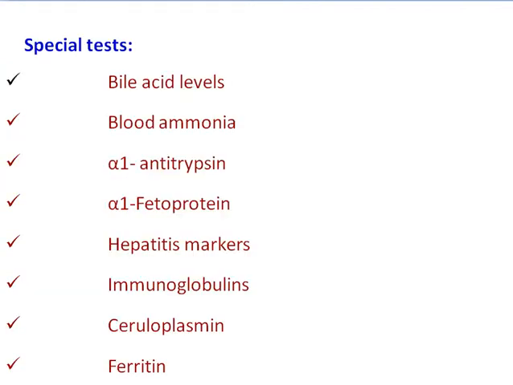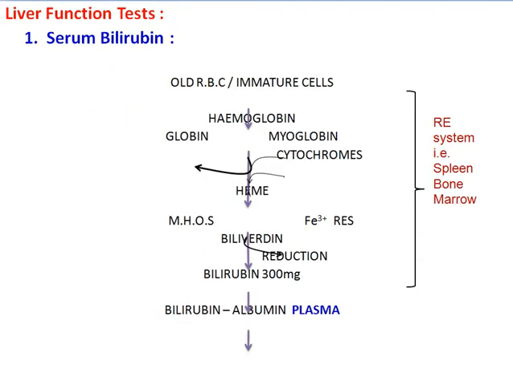So what are the special tests? Bile acid levels and blood ammonia, alpha 1 antitrypsin, alpha fetoprotein, hepatitis markers, immunoglobulins, ceruloplasmin and ferritin. These are the liver function tests, starting with serum bilirubin.